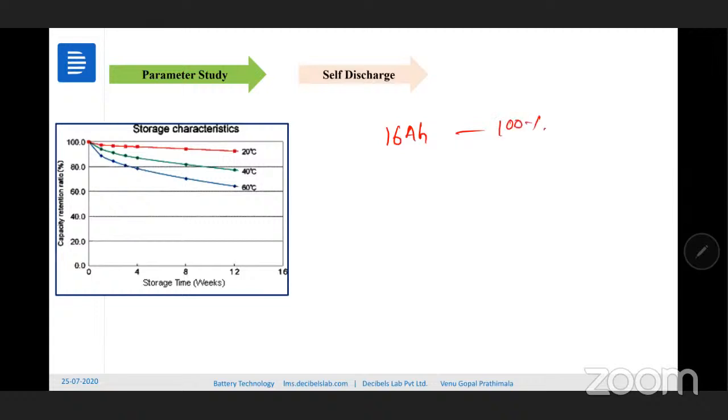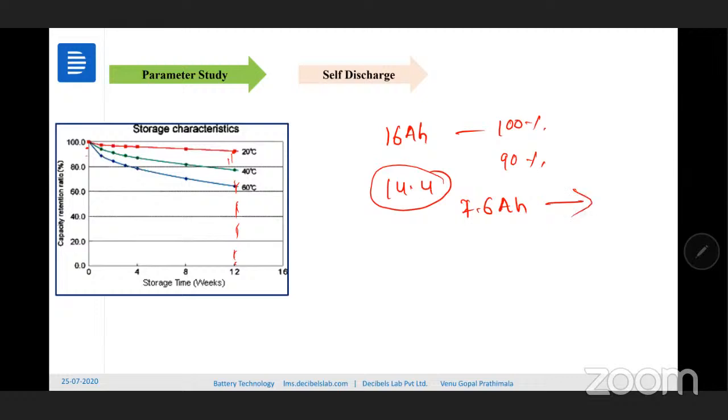Now when the cell is stored at 20 degrees Celsius, initially at time zero it is at 100%. But after storing the cell for 12 weeks without using it, the charge retention capability has decreased to approximately 90%. Here 100% means 16 amp hour, so 90% is 90 into 16 divided by 100, which is 14.4 amp hour. This is the capacity available after 12 weeks, which means almost 1.6 amp hour of energy has gone as waste.